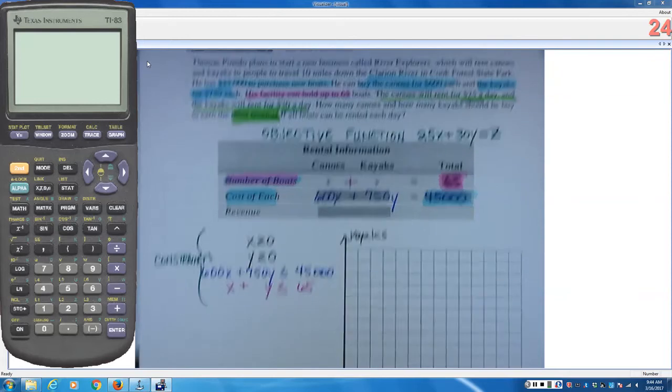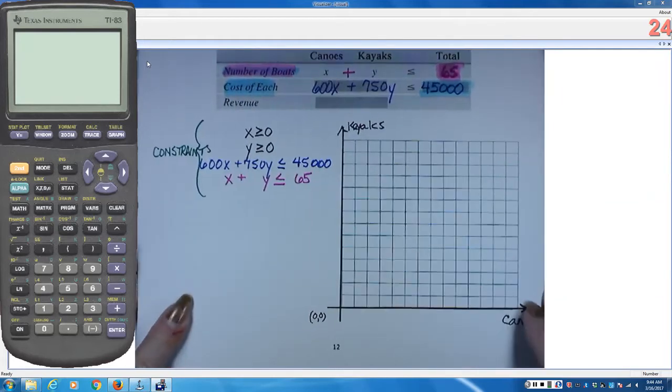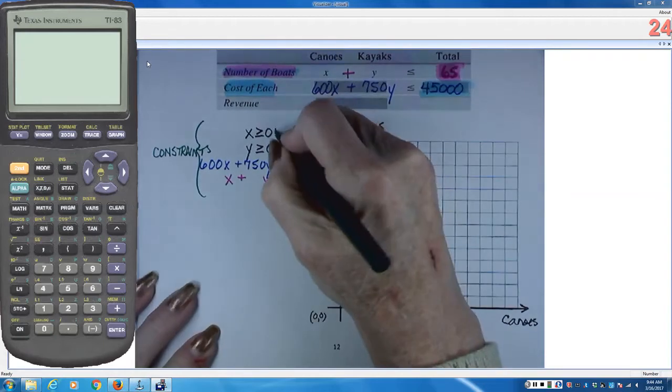Okay, so what we need to do to finish this problem, we've already taken care of these two constraints.